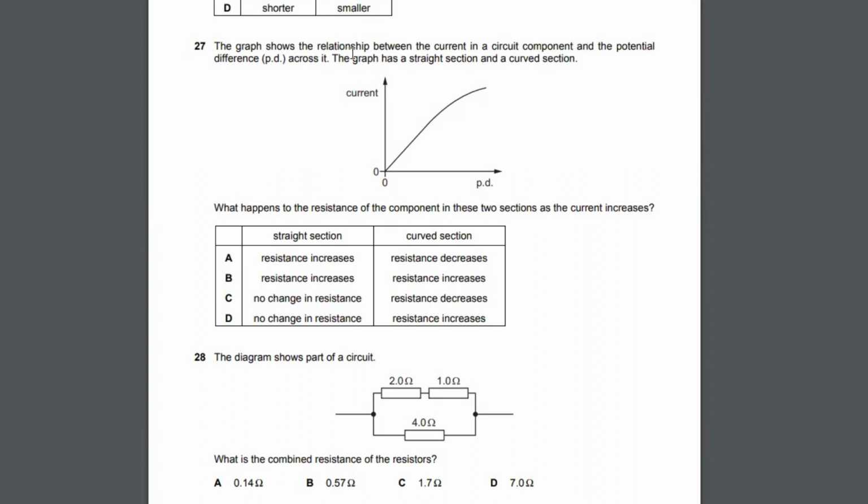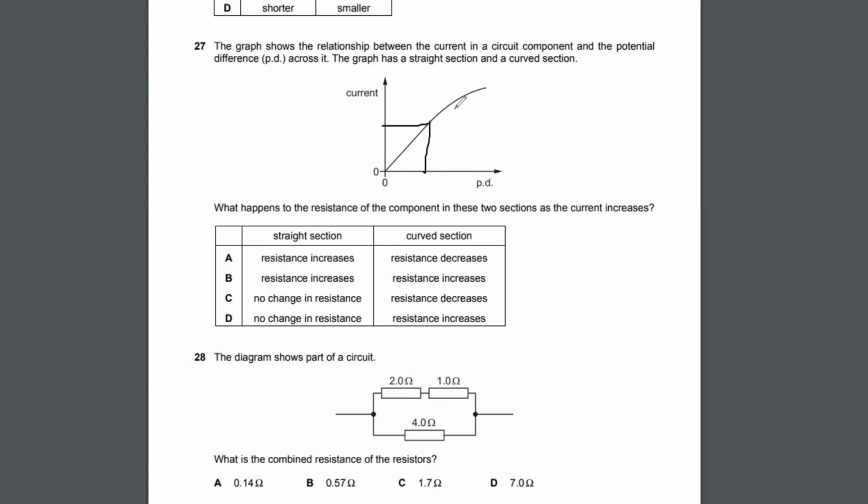Next is: the graph shows the relationship between the current in a circuit component and the potential difference (PD) across it. The graph has a straight section and a curved section. So I'll just point out where the straight section is. Till there, this is the straight section, and then it starts to curve. What happens to the resistance of the component in these two sections? In this one, it is constant. The amount the current is increasing is the same amount the PD is increasing. So if you find the ratio of these two, we will get that resistance is not changing.